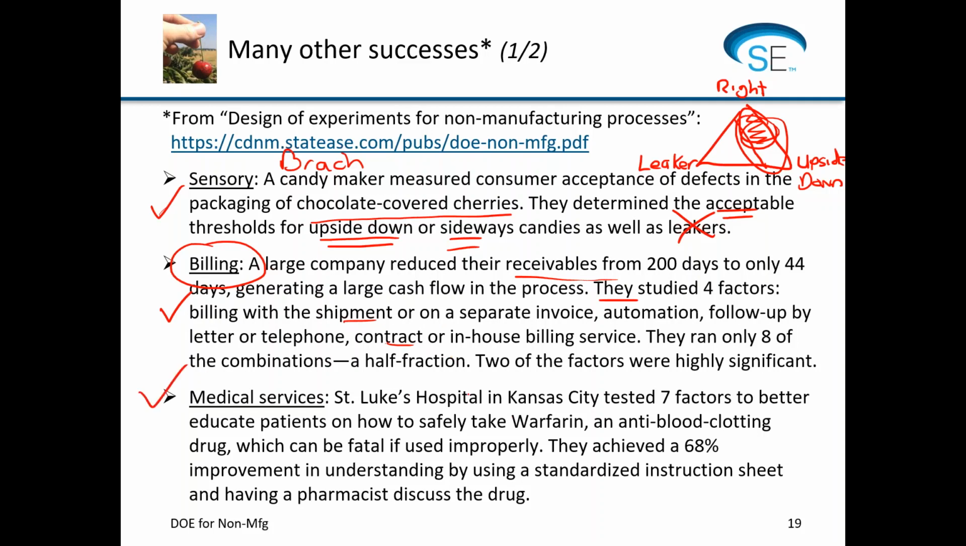Medical services, I think, is a huge area. When I was doing my teaching at Ohio State, we had a lot of hospital administrators that were going for their Six Sigma Black Belt. And there's a lot of aspects in terms of medical services, training of patients, processing of patients into the hospital, and things like that. And this was a good one because they helped people learn how to safely take warfarin, which, as you probably know, is a very powerful anti-blood clotting drug.